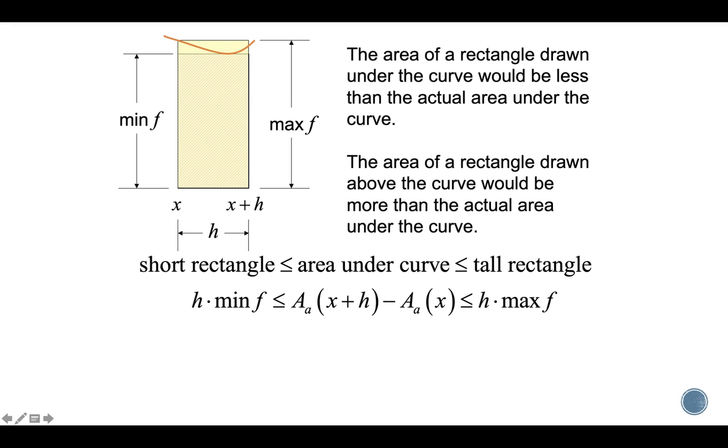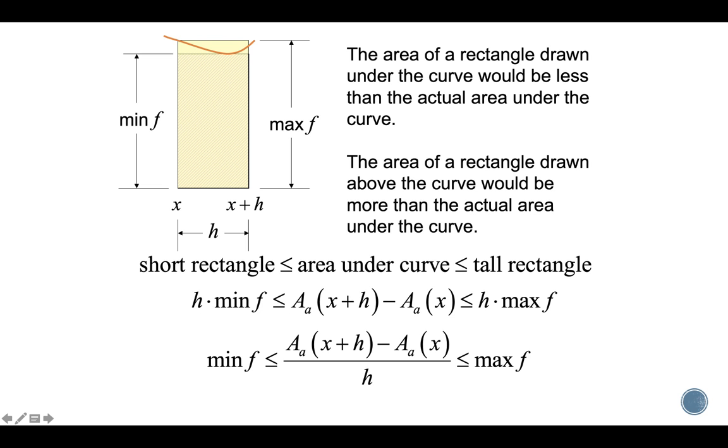All right, so using our area formula, h times the minimum value of f is less than or equal to this area, A of x plus h minus A of x, and that's going to be less than or equal to h times the maximum of f, the area of the large rectangle. So this is the true area under the curve, and it's going to be somewhere between the area of the short rectangle and the area of the tall rectangle.